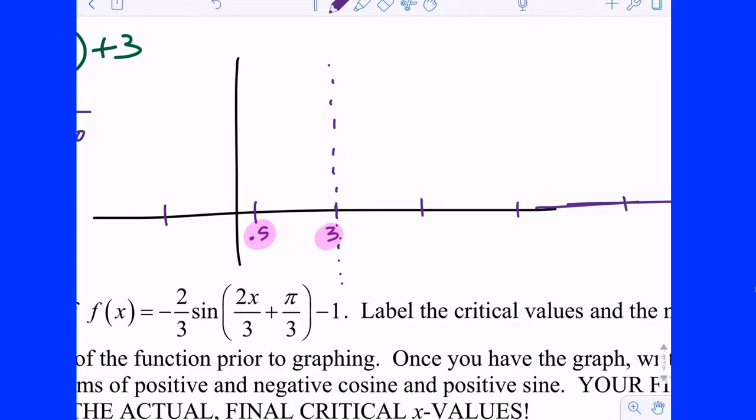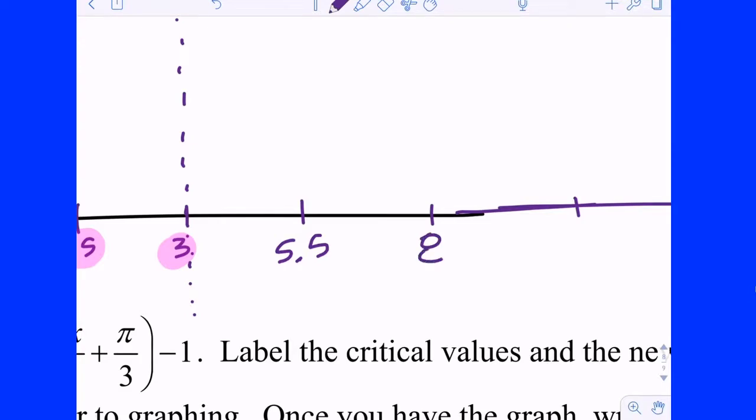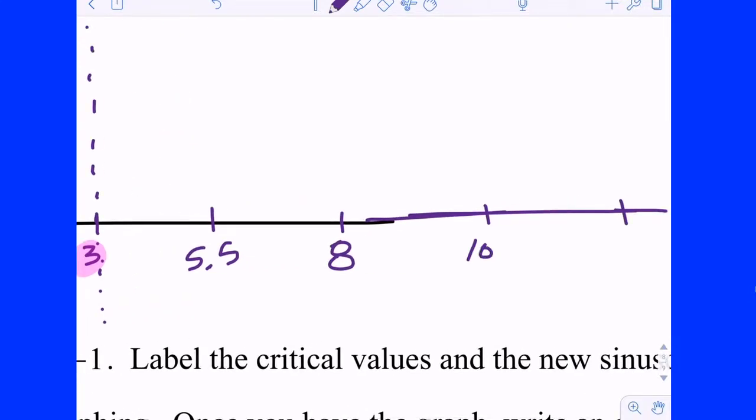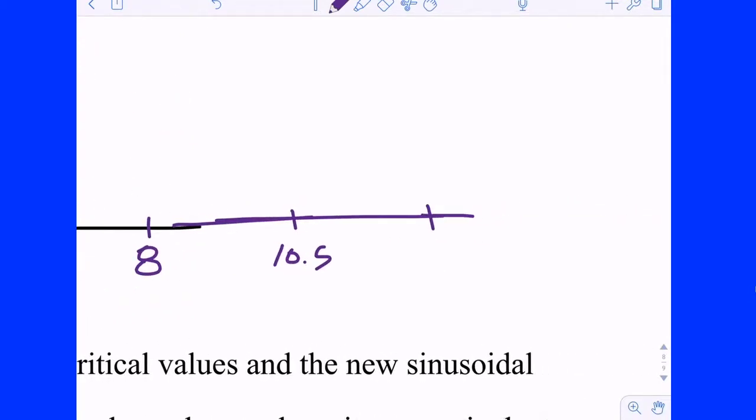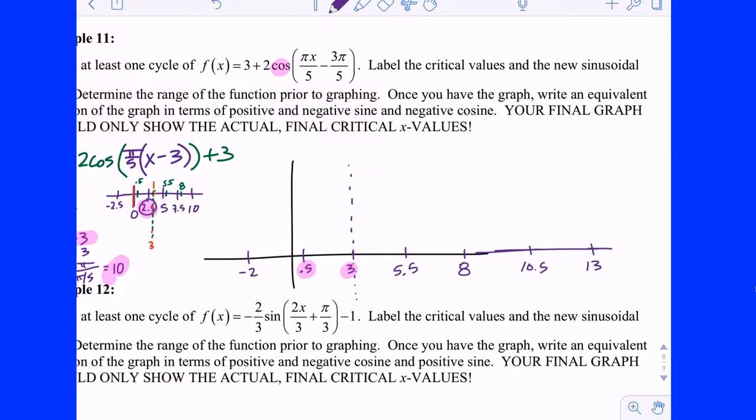Okay, so now we can just label them. How far apart are they? 2.5. So let's just add. What's 3 plus 2.5? 5.5 plus another 2.5. 8 plus another 2.5. 10.5 plus another 2.5. 13. Good. And working back 1, we get -2. Good. There you go. That is the hardest part about this. Getting the spacing right when it's new critical values.